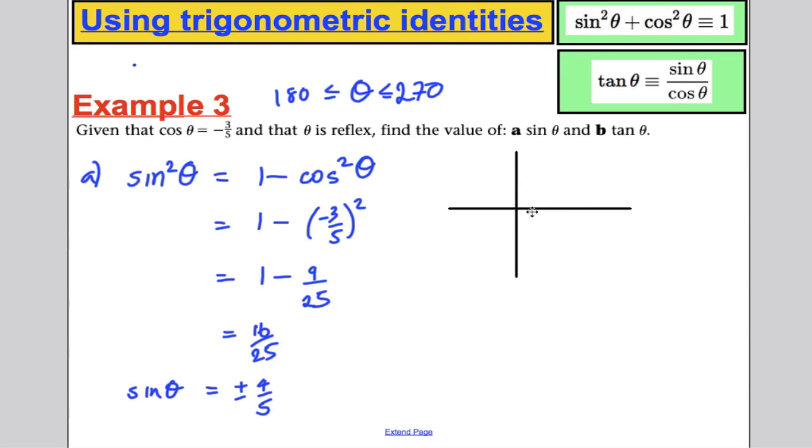So the sine theta graph looks something like this. Okay, and where's the sine theta? Which is it going to be, 4 over 5 or minus 4 over 5 if it's reflex? If it's reflex, it's going to be bigger than 180, so it's certainly going to be a minus number. So sine theta in this case can't be the positive 4 over 5, it must be the negative 4 over 5.